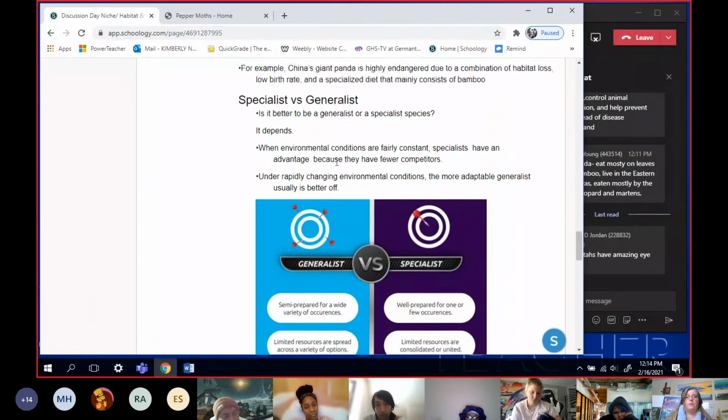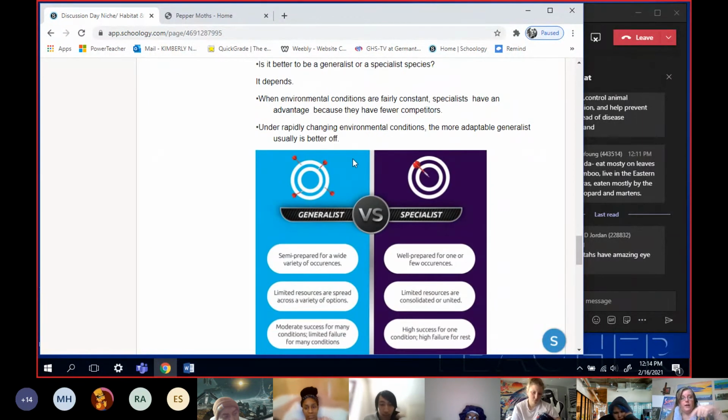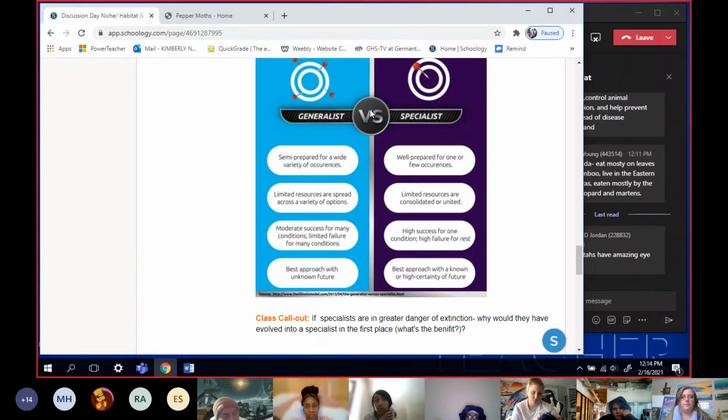So let's look at this part of the notes with this graphic. It kind of helps us. If you are a generalist, you are sort of prepared for a whole bunch of experiences. If you're a specialist, you're really well prepared for one or two experiences. Do you see the difference there? Looking at the second one, all resources are limited for both of them. Resources are always limited. But if you're a generalist, the limited resources are spread about in a variety of options. If you're a specialist, the limited resources are all right here.